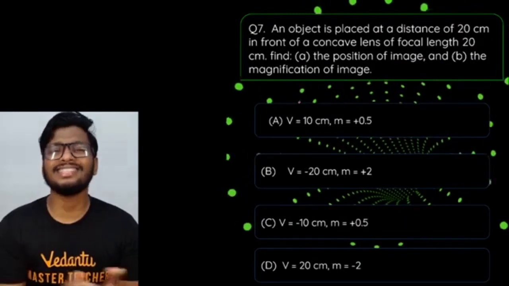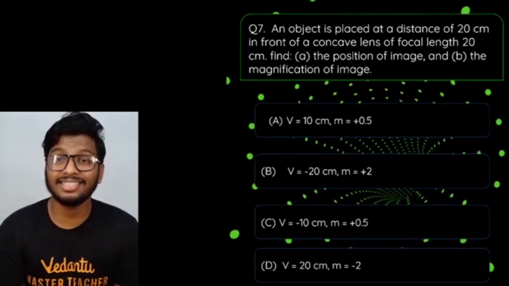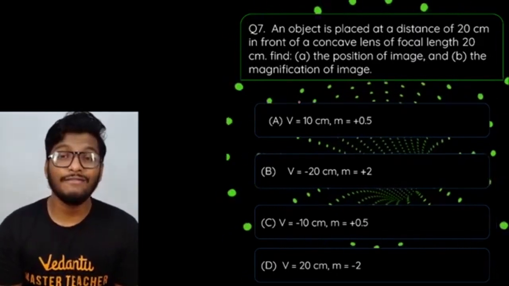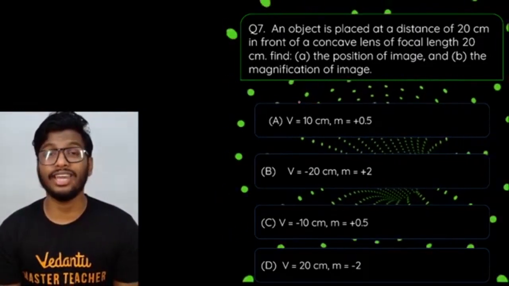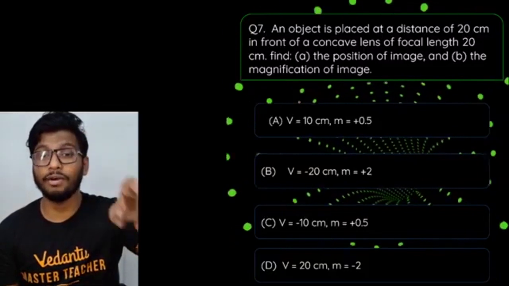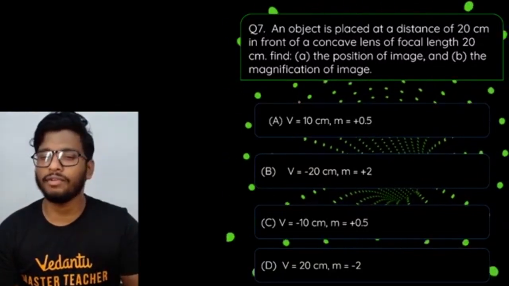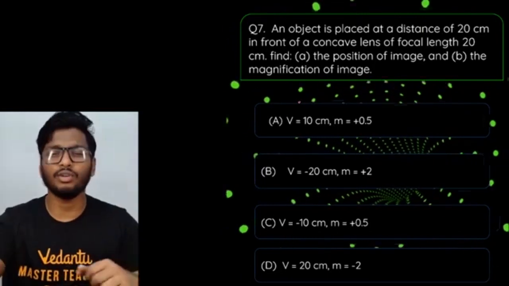Oh, I know. 7th question. An object is placed at a distance of 20 centimeters in front of a concave lens of focal length 20 centimeters. Find the position of the image and the magnification of the image as well. Your options are V is equal to 10, M is equal to 0.5, V is equal to minus 20, M is equal to 2, V is equal to minus 10, and M is equal to 0.5, and V is equal to 20, and M is equal to minus 2.